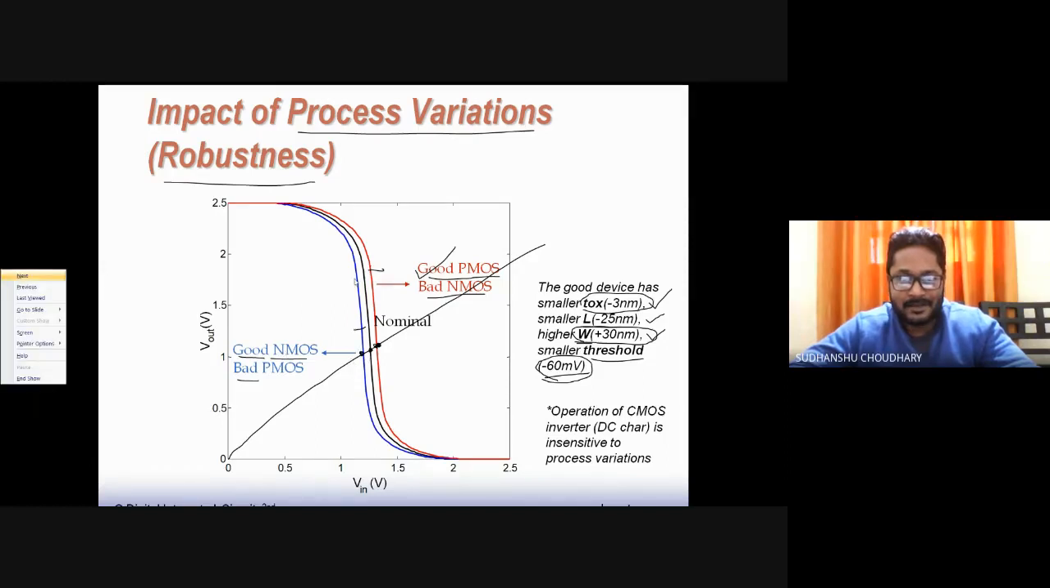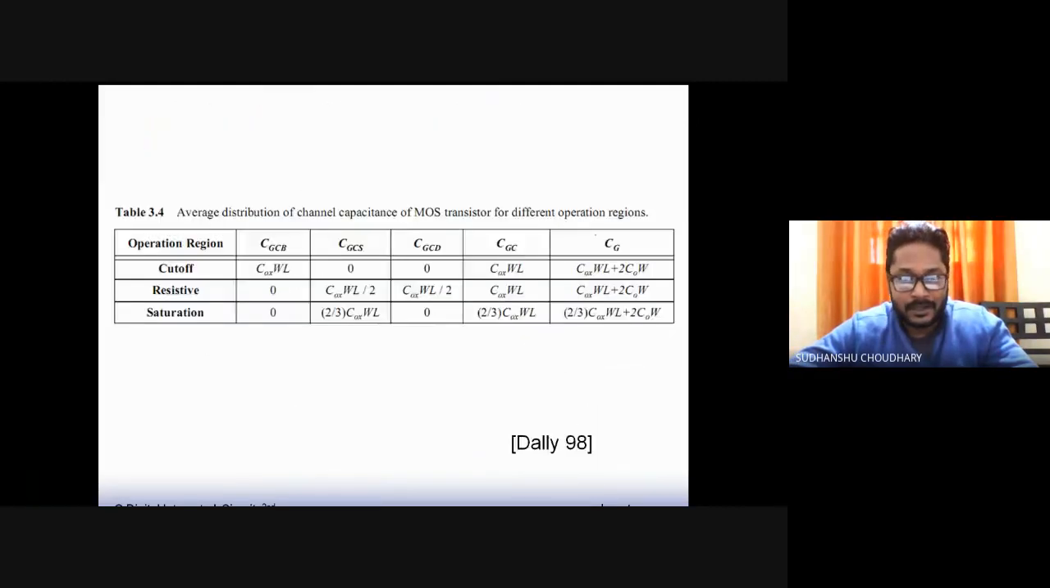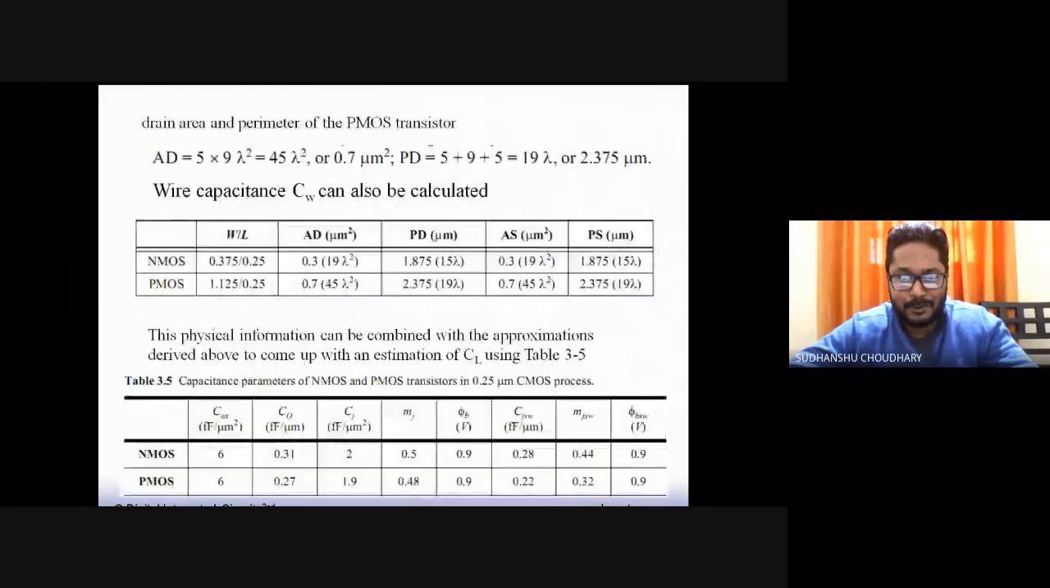But yes, these changes are very minimal. That is, the impact of process variations on the CMOS inverter characteristic is very minimal. That is, the circuit is more robust. So that is one of the advantages of using CMOS circuits. Okay, I think these things we have seen, so I'll not go into this.